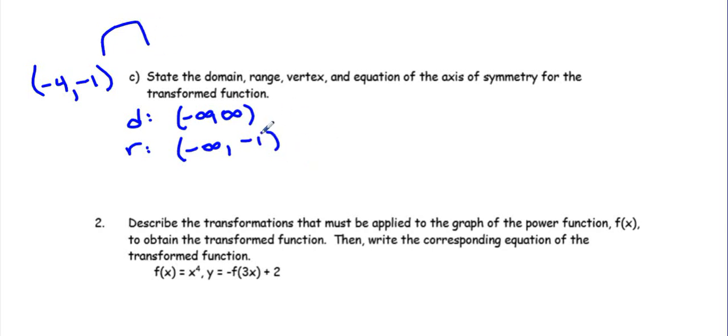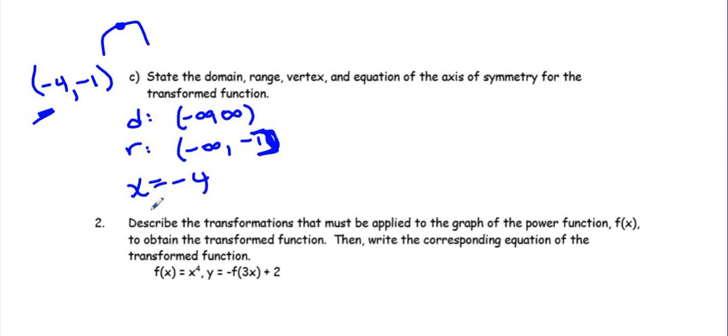Am I correct here? No, this should be a square bracket. Making all kinds of mistakes today. I'm sorry. So definitely a square bracket. It should be including that negative 1, right? All right. That's the domain and the range. The equation of the axis of symmetry is x equals negative 4. Of course, it's the x value of the vertex.